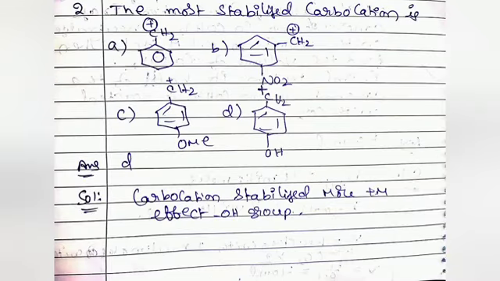Second question is about carbocation stability. Here the benzyl carbocation is stabilized by more +M effect group, that is OH, which is at para position.